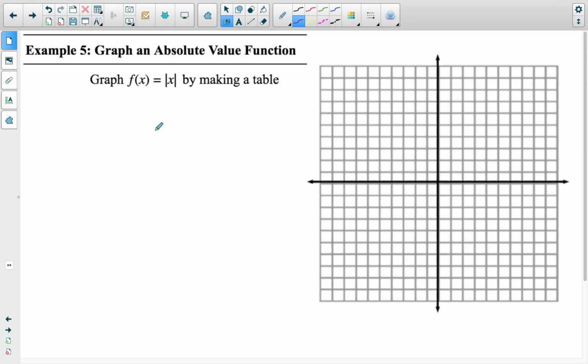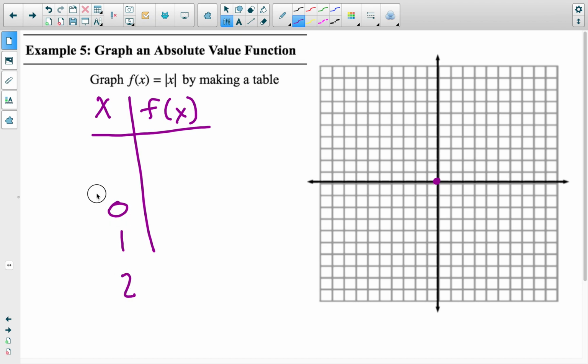So if we're asked to graph an absolute value function by making a table, the most basic absolute value function looks like this: f of x equals the absolute value of x. The absolute value function like this is going to have a center at the origin, the vertex at the origin. So if we're making our table, plug in some points: 0, 1, 2, negative 1, negative 2. The points that we're going to get spit out are going to be positive: 0, 1, 2, 1, and 2. Okay, and so our graph is going to end up looking like this, like I just showed you in Desmos.